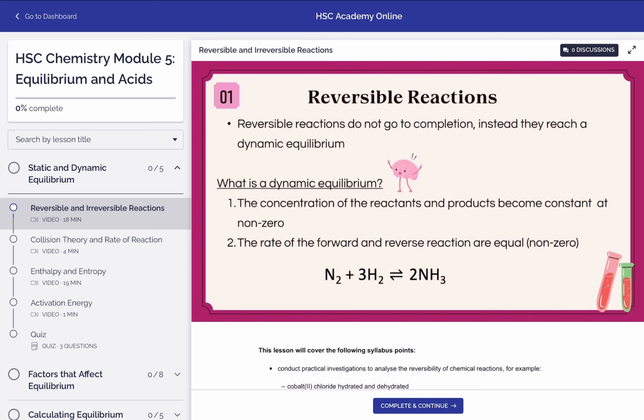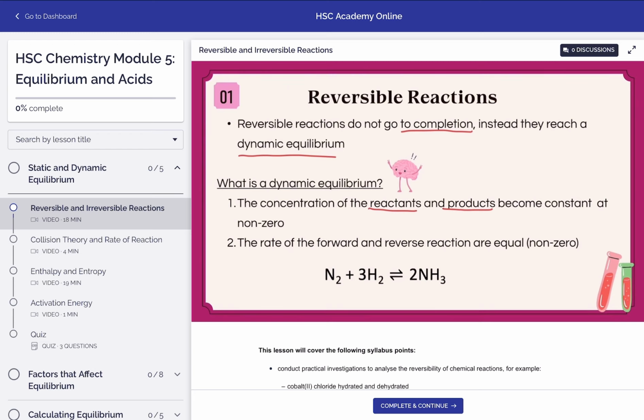Reversible reactions don't actually go to completion. Instead, they reach something called a dynamic equilibrium. So what is a dynamic equilibrium? A dynamic equilibrium is when the concentrations of the reactants and the products become constant at non-zero, and the rates of the forward and the reverse reaction are equal, again at non-zero.